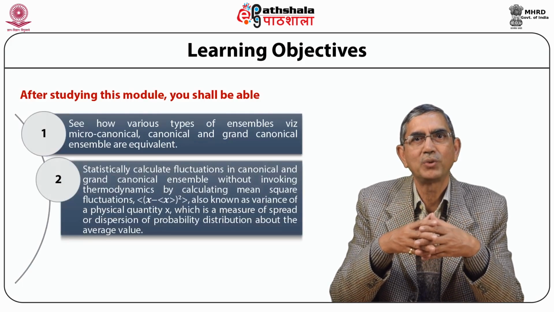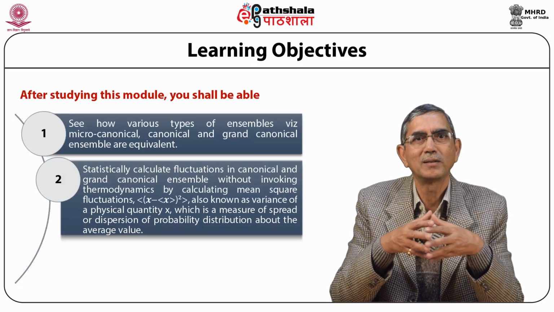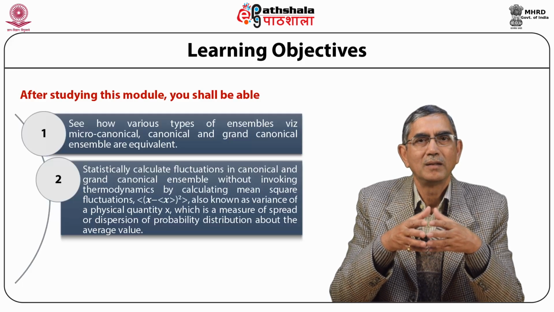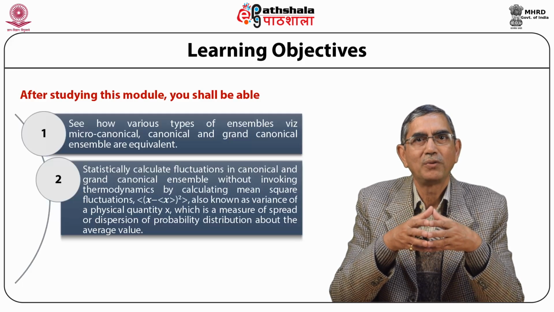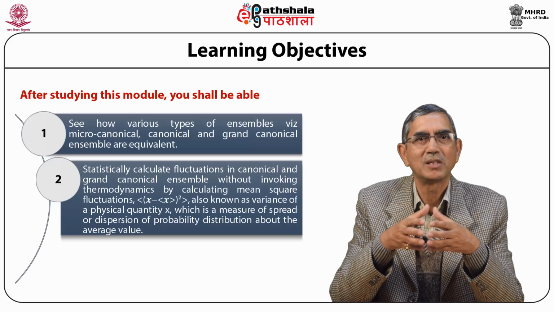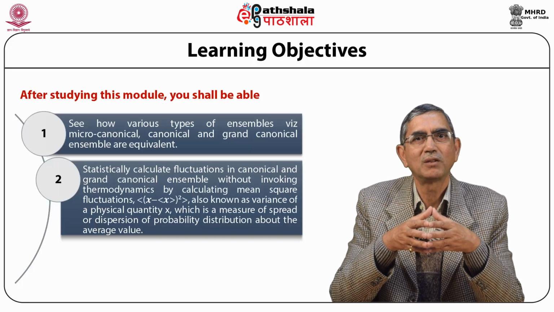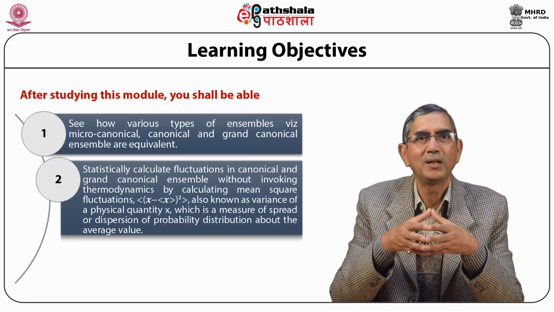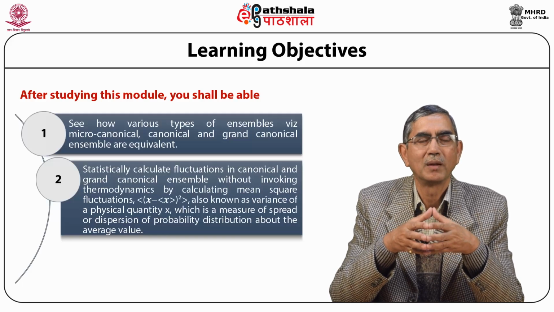Statistically calculate fluctuations in canonical and grand canonical ensemble without invoking thermodynamics by calculating mean square fluctuation, that is, the ensemble average of x minus ensemble average of x whole square, also known as variance of a physical quantity x, which is a measure of spread or dispersion of probability distribution about the average value.